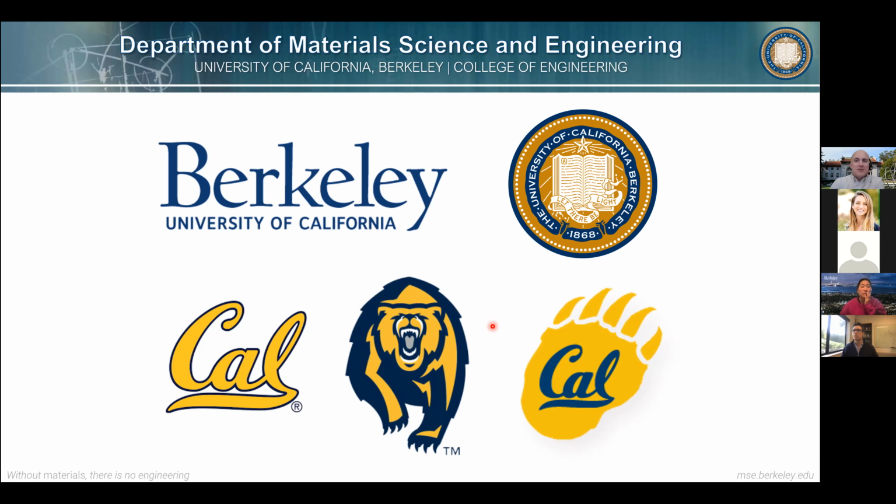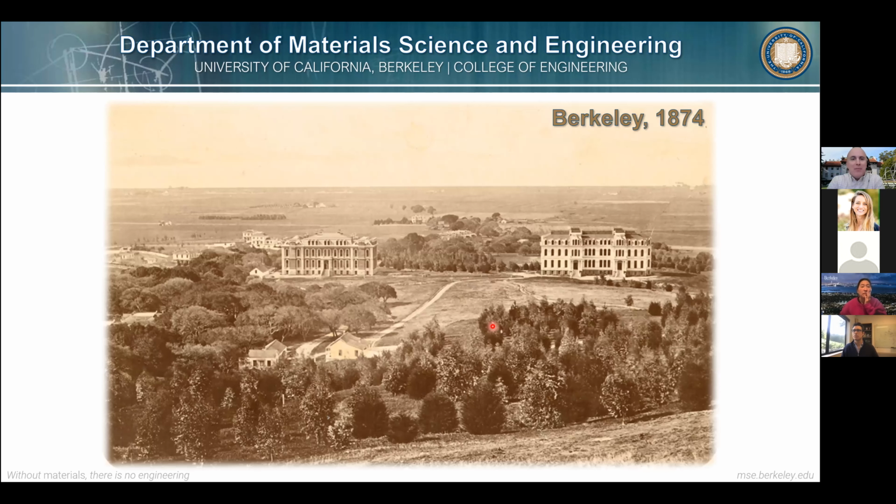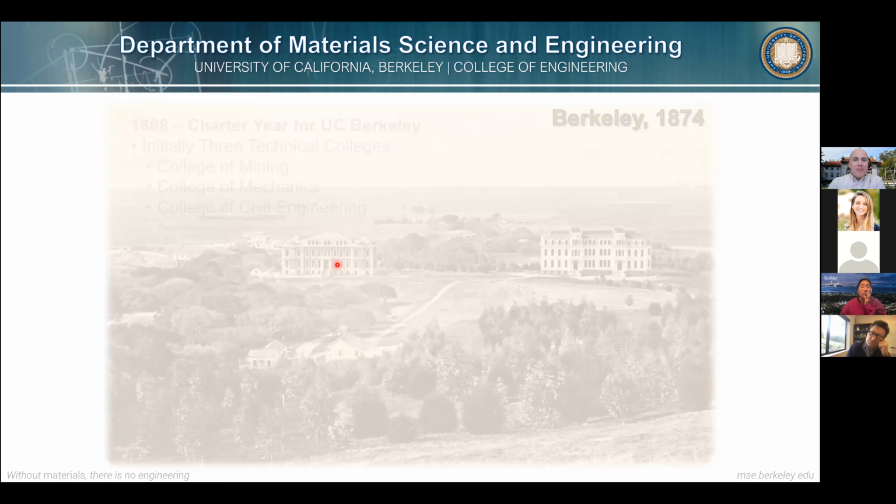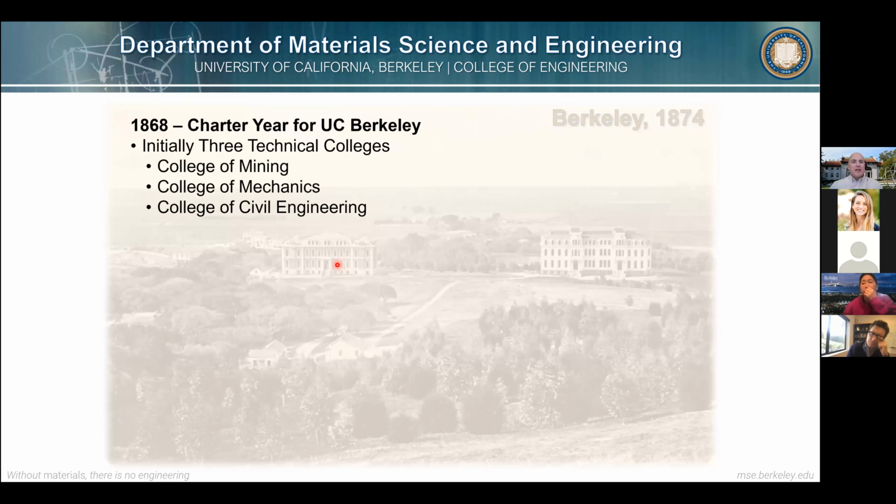As for material science, we go way back to the start of the university, in fact. So this is a picture taken from the Berkeley Hills looking west. So the bay is way out here. And this was what campus looked like circa 1874. I think this building is still on campus, in fact. That's South Hall. Now, the charter year for UC Berkeley was 1868, and there were initially 3 technical colleges.